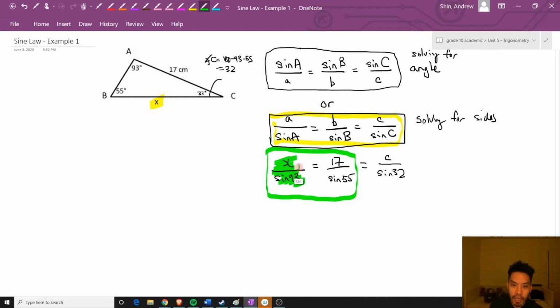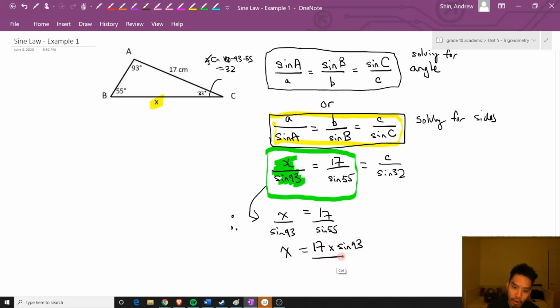So after you plug in all the numbers, you have to choose two of the three expressions in order to make an equation. I'm choosing these two: x over sine of 93 equals 17 over sine of 55, and I can ignore that one. Now we solve for x. To isolate x, we have to get rid of dividing by sine 93. The opposite of dividing by sine 93 is multiplying by sine 93. So x equals 17 times sine 93 over sine of 55.